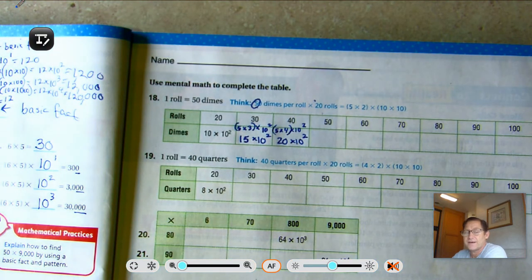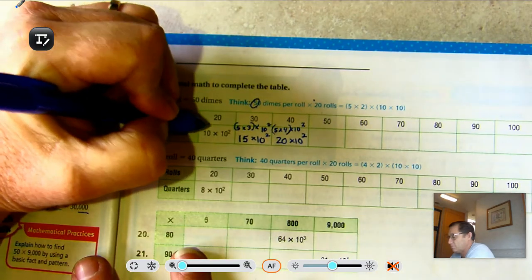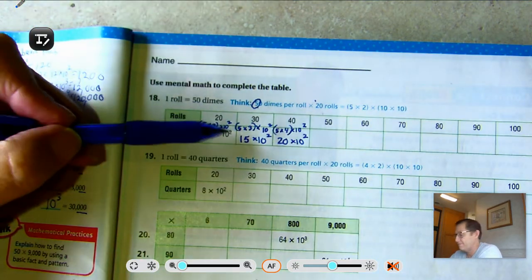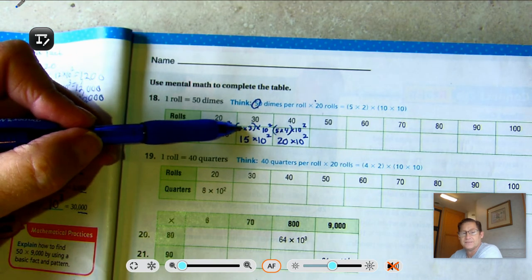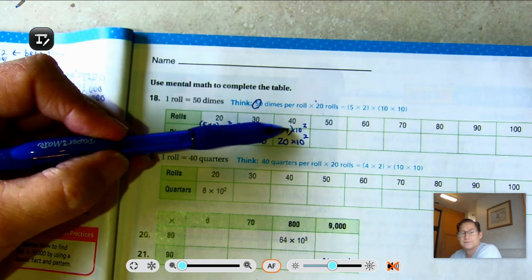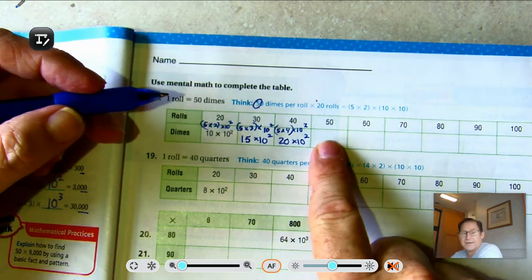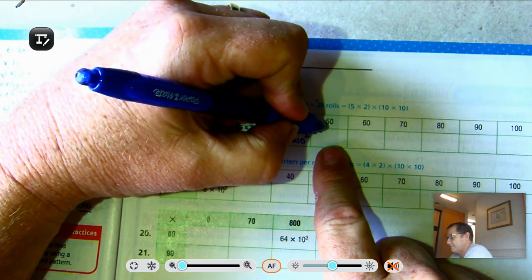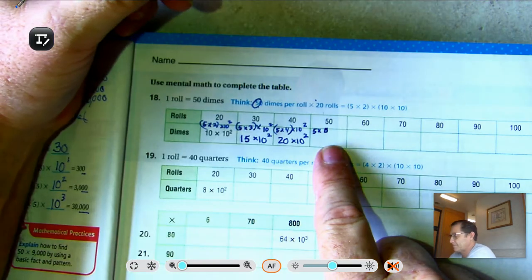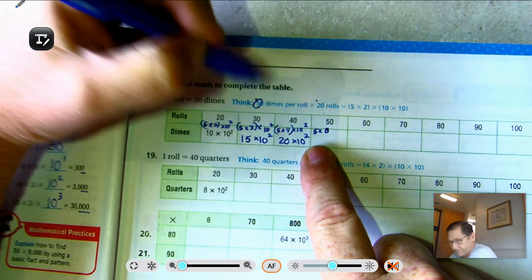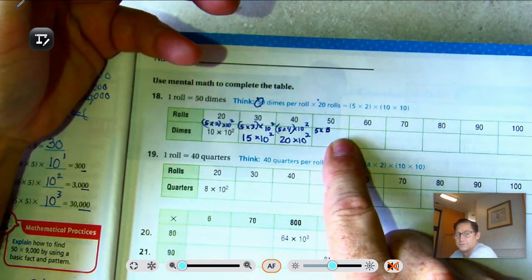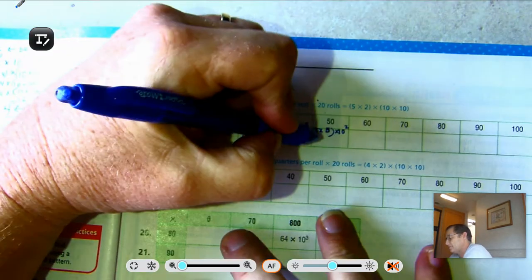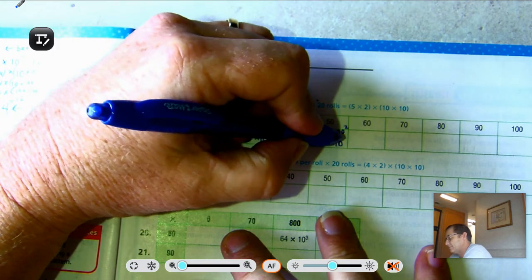Okay, so you start noticing the pattern here. This one was 5 times 2 times 10 squared. 5 times 3 times 10 squared. 5 times 4 times 10 squared. So what do you think you're going to multiply here? To get 50, it would be 5 times 5. 50 dimes times 50 rolls. So 5 times 5 times 10 squared. So 25 times 10 squared.